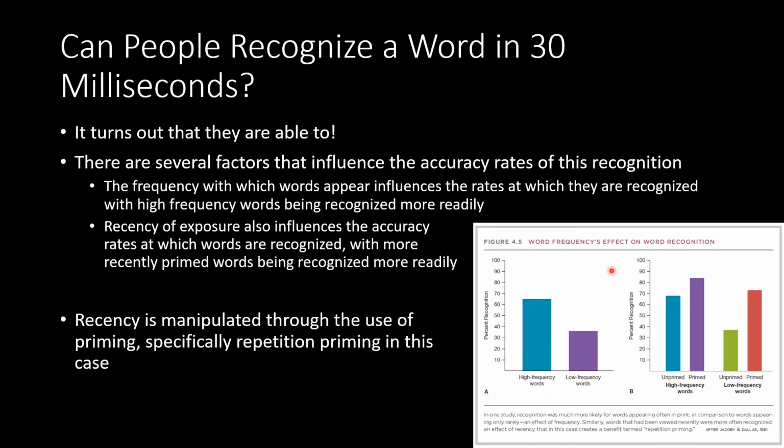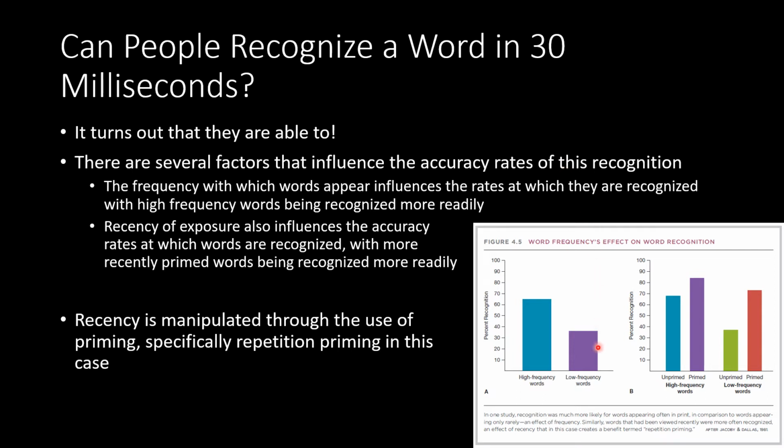So this can be seen in this part of the graph here. We have two bars, the first representing the recognition rates of high frequency words, and the other bar, which is purple here, represents the low frequency recognition rate. The y-axis is representing percentage, the percentage of correct recognitions. If you were to get every single one right, you would have 100% recognition, and if you got none, you would have 0. Here you can see for high frequency words, they're able to recognize approximately 65% of all words presented to them in this unbelievably short time window.